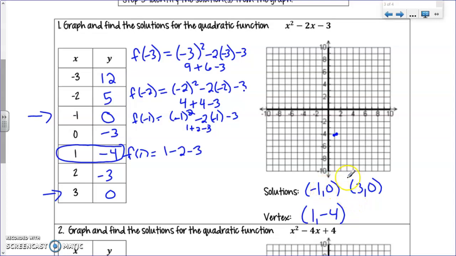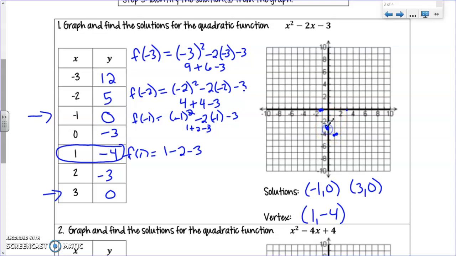Because I want ordered pairs. Does -1 tell me what it is? If I'm just looking at your paper and I see the number -1, does that tell me? No. Will this tell me what it is? Yes. All right, so we have -1, 0, 3, 0. My y-intercept is at negative, does it show me on here? 0, -3.